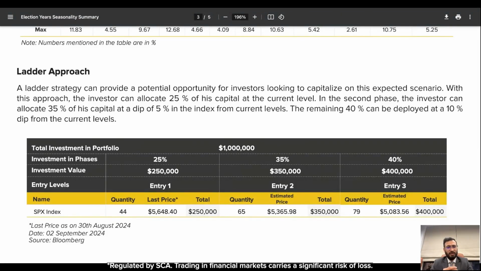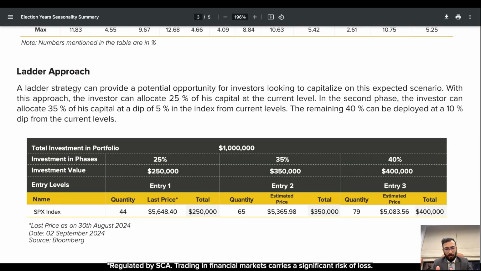There are ladder strategies which are used, which can provide a potential opportunity. So let's say, for example, this is a portfolio which is made for $1 million, but you decide the amount, how much you want to put. Whatever is the total investment amount, you enter first with 25% of that, right? At the current market price.